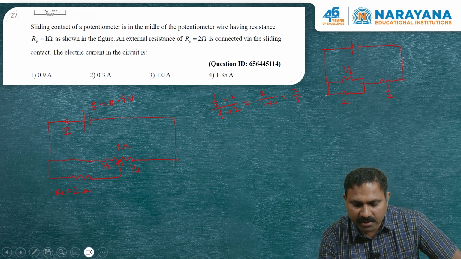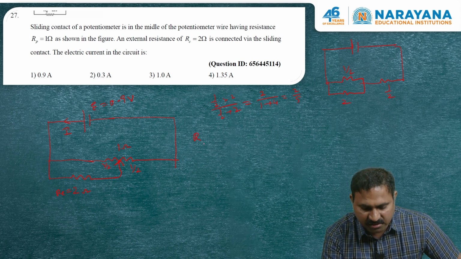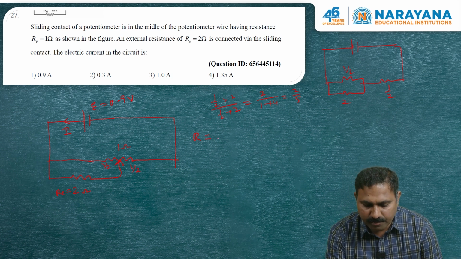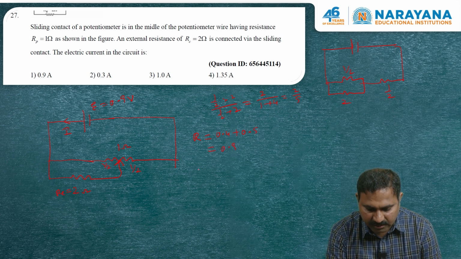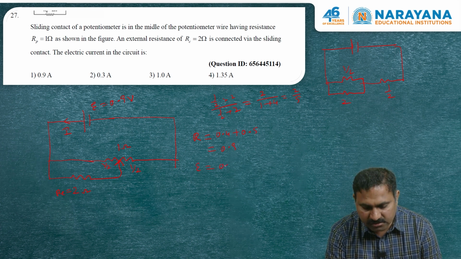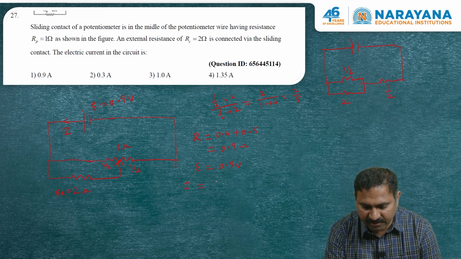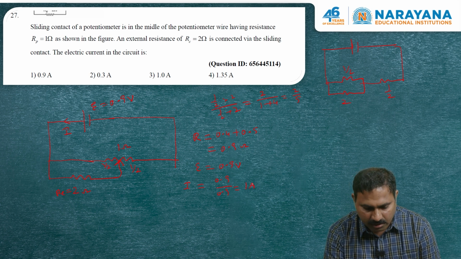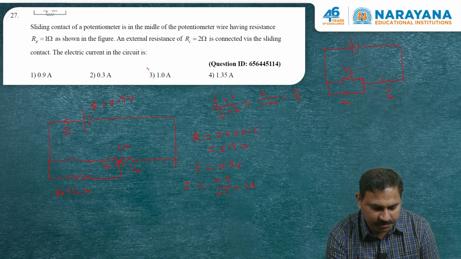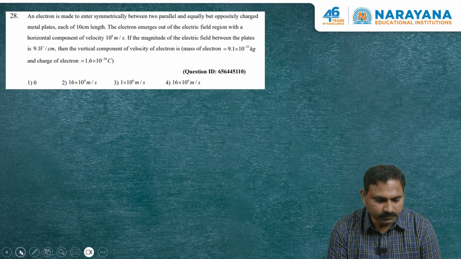2 by 5 is in series with 1 by 2. So the effective resistance of the combination is 0.4 plus 0.5, this is 0.9. The EMF of the cell is also 0.9 volt. So the current flowing through the battery will be 0.9 by 0.9, this is 1 ampere. The answer is given with option 3. Let us go to the next question.